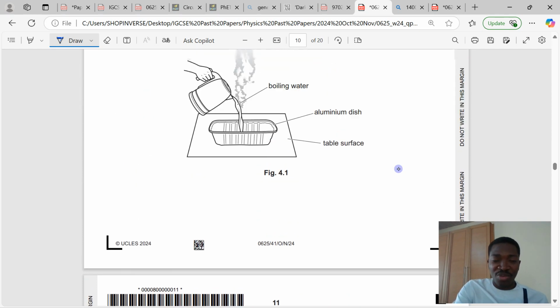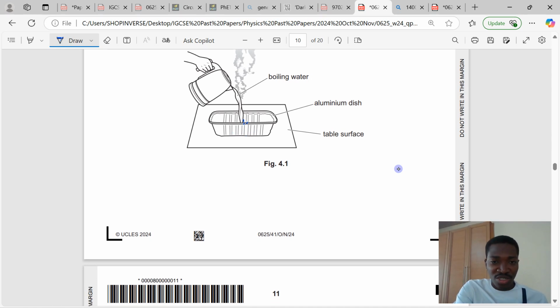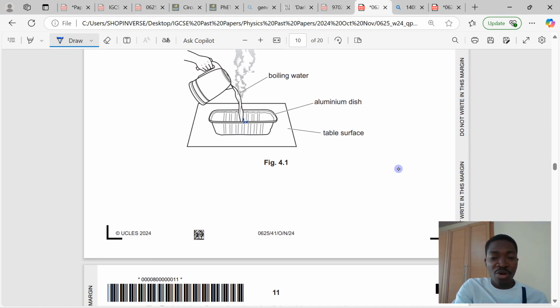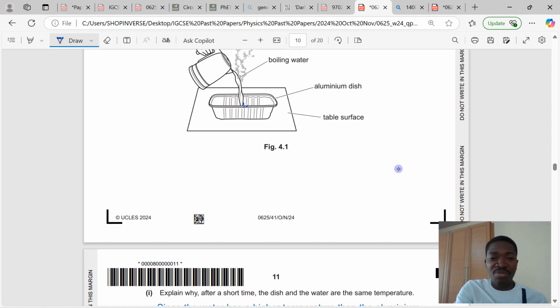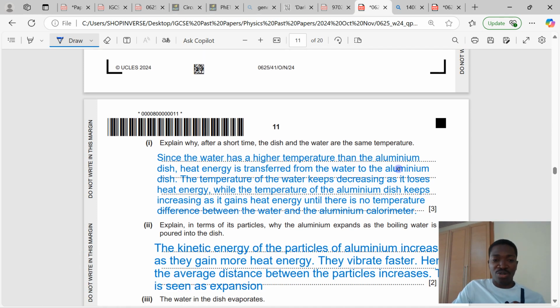Why? Because when you pour hot water inside this dish, the hot water will be losing heat energy, while the dish itself will be gaining heat energy. So heat lost by the water is equal to heat gained by the dish. Fine. But after some time, both the water and the dish will be at the same steady final temperature. So that's what I've written here, okay?